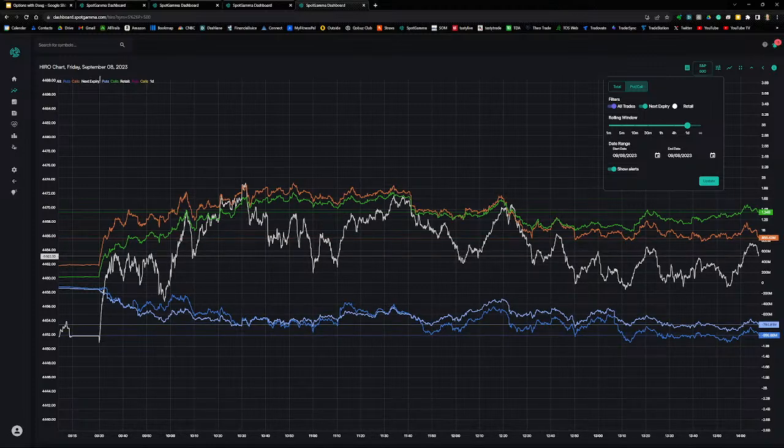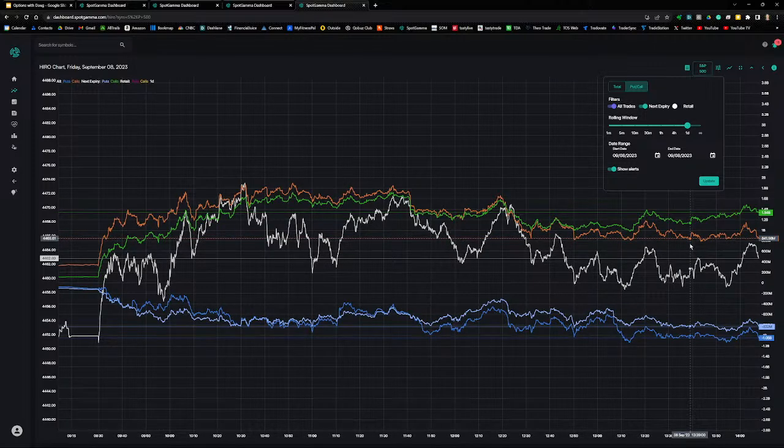So we know that 0 DTE traders are taking a large part in the options trades today. So options traders are trading a lot of 0 DTE options trades. Let me just point out the line. So the orange line, that is the all trades.